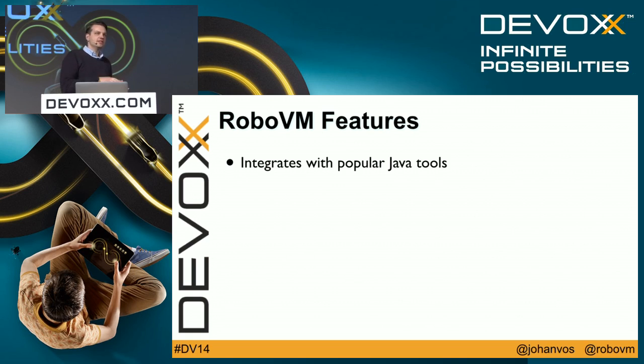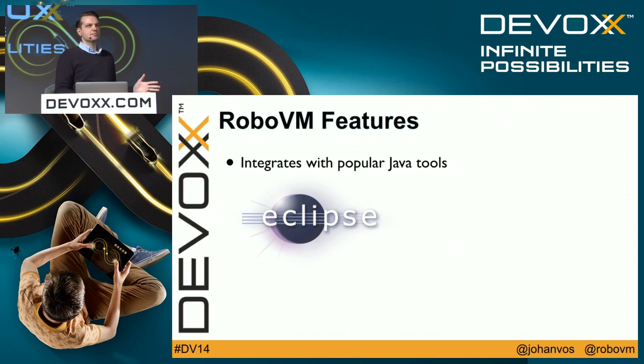We also try to make it easy for Java developers to get up to speed with iOS and start developing for iOS. So we try to take as many of the new things out of the equation. So obviously we let you use Java, so you don't have to learn Objective-C or Swift. You should not have to touch Xcode as well. So we try to integrate with popular tools. So there's an Eclipse plugin for RoboVM that I'm going to show you in a few minutes.